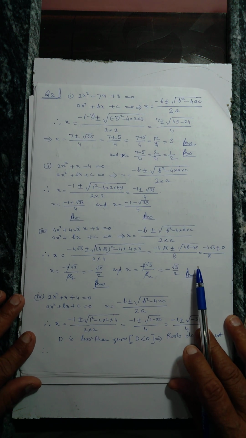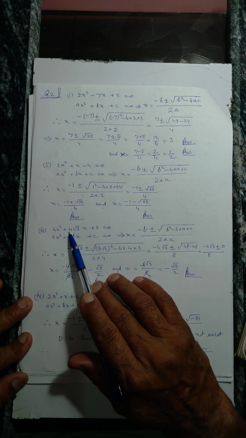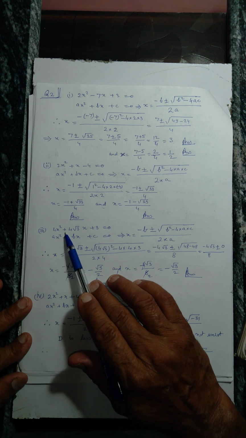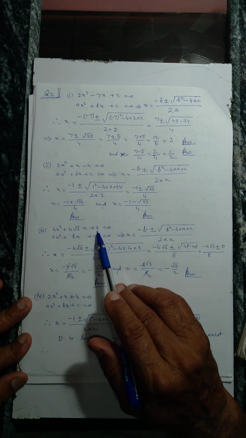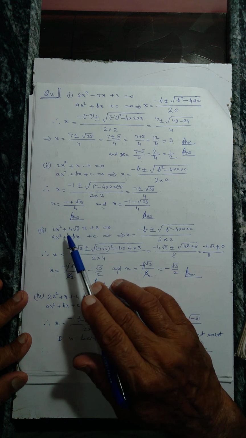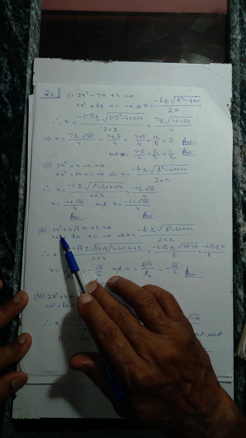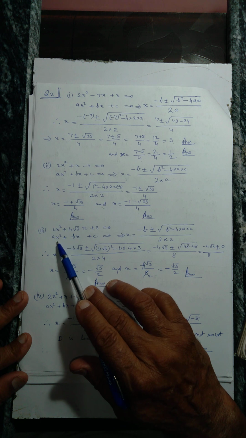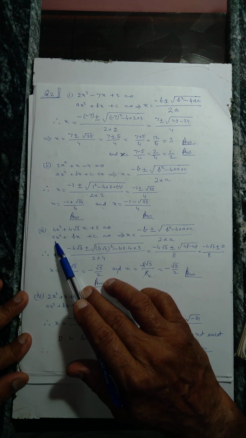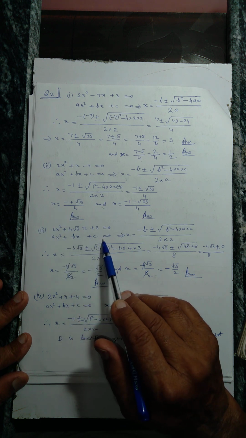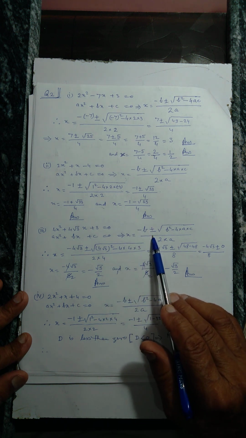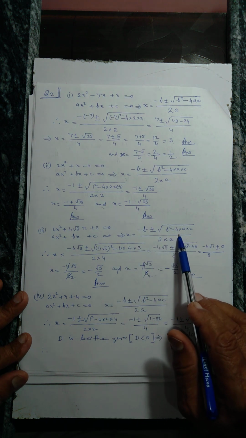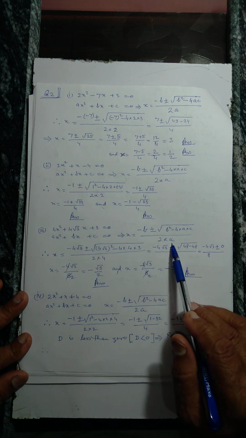Now come to the third part: 4x square plus 4 root 3x plus 3 equal to 0. I have written again the standard form of the quadratic equation just below it: ax square plus bx plus c equal to 0. So x will be equal to minus b plus minus root b square minus 4ac upon 2 into a.